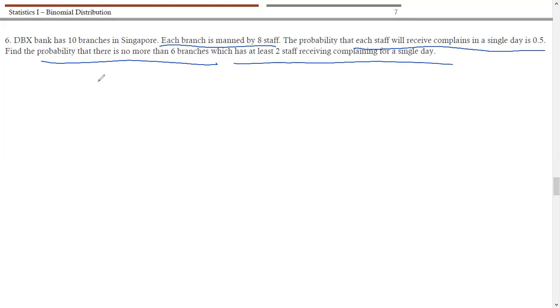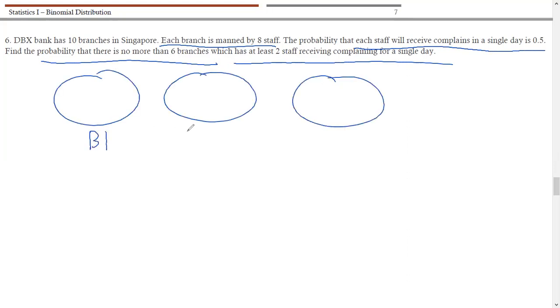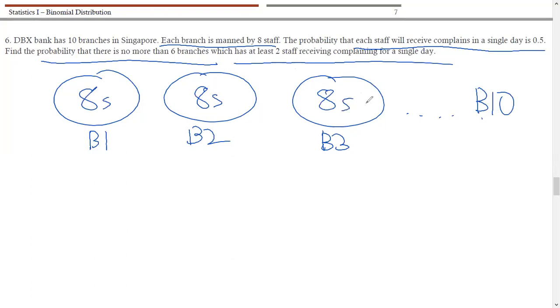So what grouping do we have here? We have 10 branches: branch 1, branch 2, branch 3, and up to branch 10. Each branch has 8 staff. So we want to find no more than 6 branches with at least 2 staff receiving a complaint. The tier 1 probability actually lies here: the probability of at least 2 staff receiving a complaint. So we need to define this first.